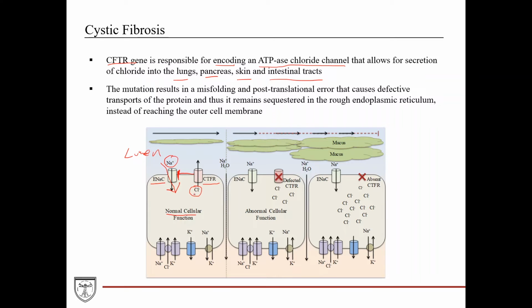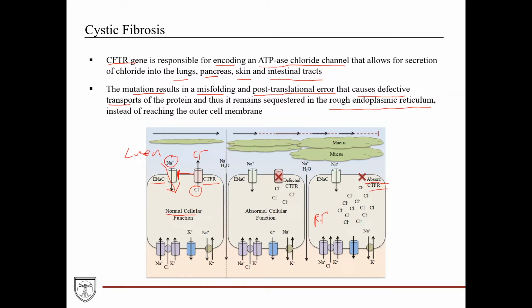And the reason for that is as you expel a chloride out, you want to have a sodium there to balance out the charge. So if you're moving chloride out, you're going to inhibit ENaC and prevent sodium from coming back in. Now, in patients with cystic fibrosis, there's really two types. The majority of patients are going to have a completely absent CFTR. And the reason it's completely absent from the membrane is that the mutation results in misfolding and post-translational error that causes defective transport of the protein, and thus it remains sequestered in the rough endoplasmic reticulum.